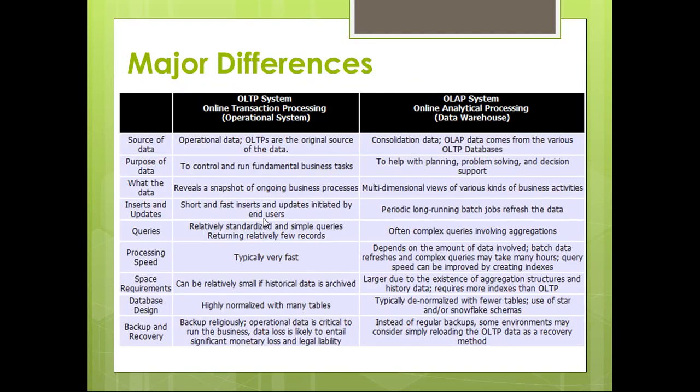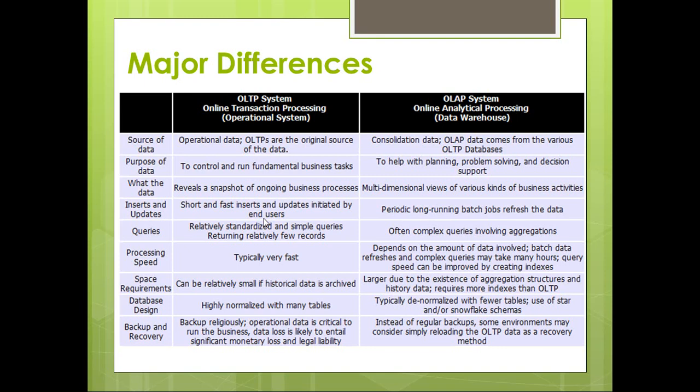So here's a table I found on the net that describes the differences between OLTP systems and OLAP systems. Firstly, the source of data in an OLTP is the original source of the data. In the OLAP, it's consolidated data. You'll understand this over time. OLAP comes from various OLTP databases.